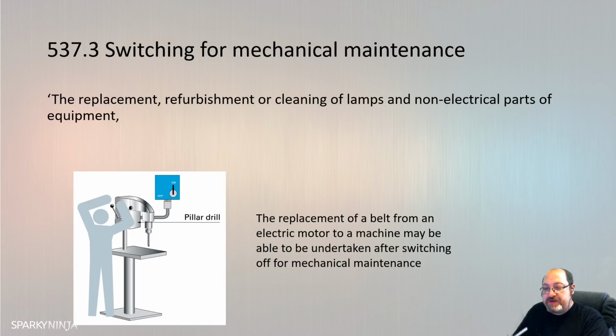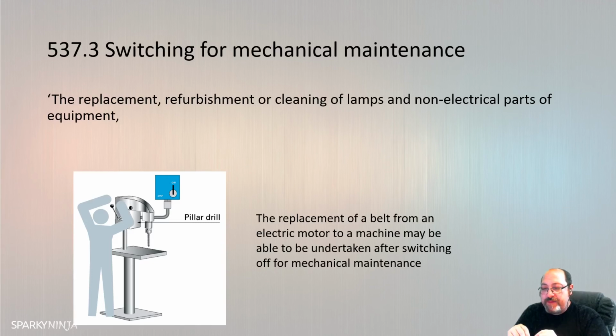And it gives you some examples there. Switching off for mechanical maintenance may be achieved, for example, by one of the following: a multipole switch, a circuit breaker, a plug and socket. They will require manual operation. The open position of the contacts of the device shall be visible or be clearly and reliably indicated.